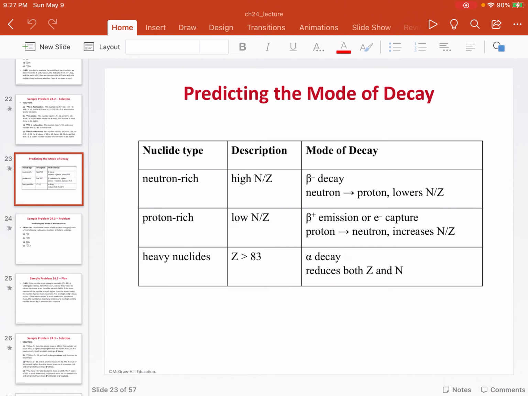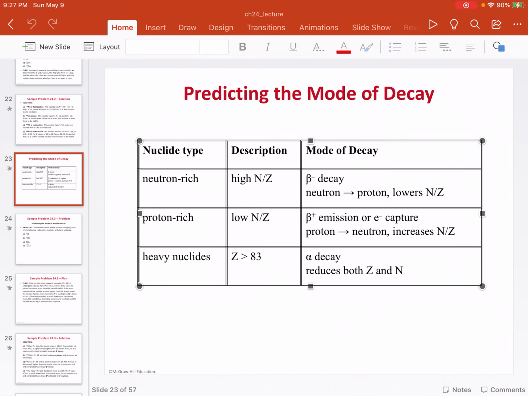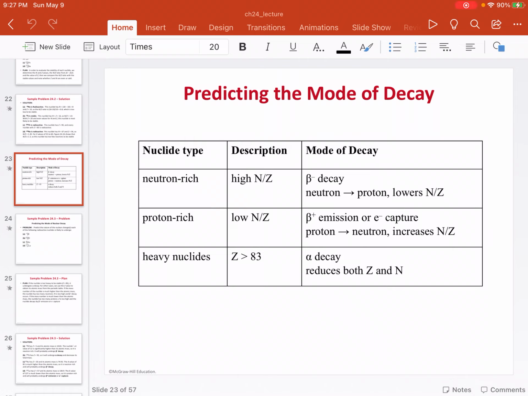Okay, you see here neutron rich nuclide type, neutron rich, and it has a high N over Z value, so the mode of decay would be beta decay. In this PDF you don't see the negative, but when you see the sign, it is a beta decay, right? And if it is proton rich, meaning the mass given is less than the atomic mass that you find in the periodic table, that is proton rich. So that would undergo either beta positron emission or electron capture.